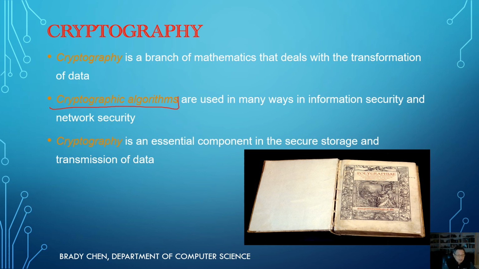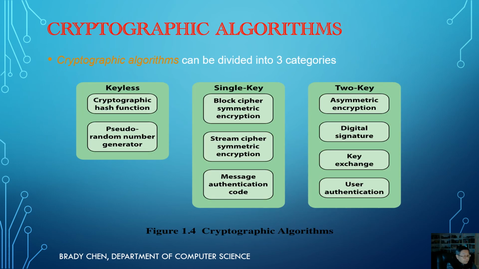So in the next slide, we're going to talk about the various different types of cryptographic algorithms. Cryptographic algorithms can be divided into three categories. The first category is the keyless cryptographic algorithm. Here are two examples. First is the hash function, and the second one is the pseudo random number generator.